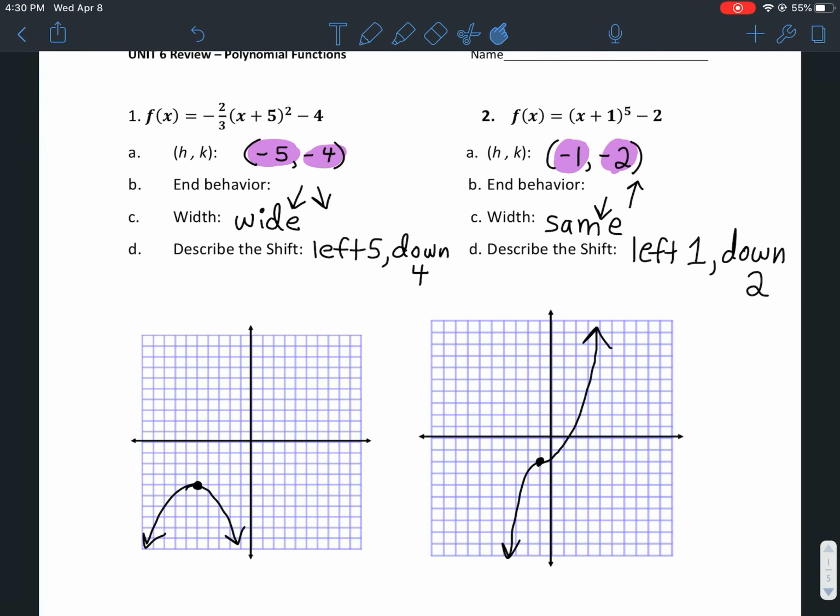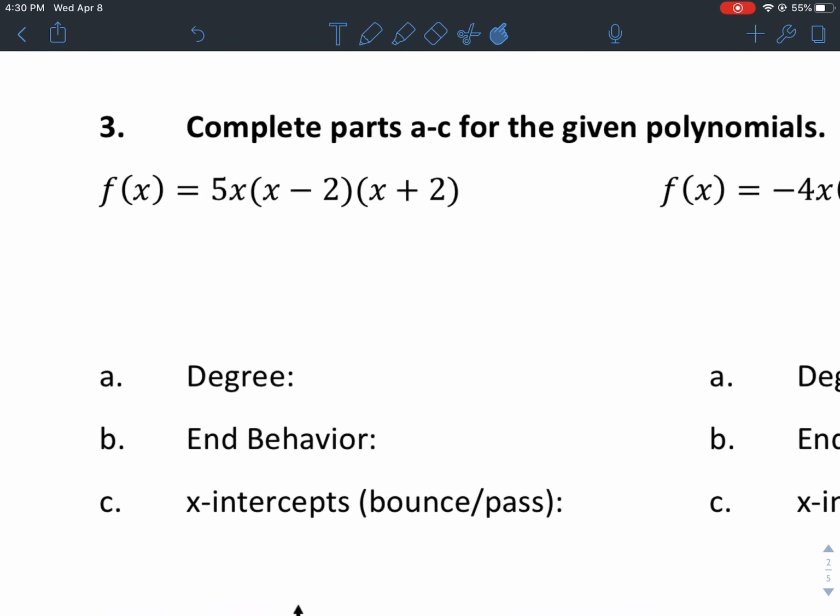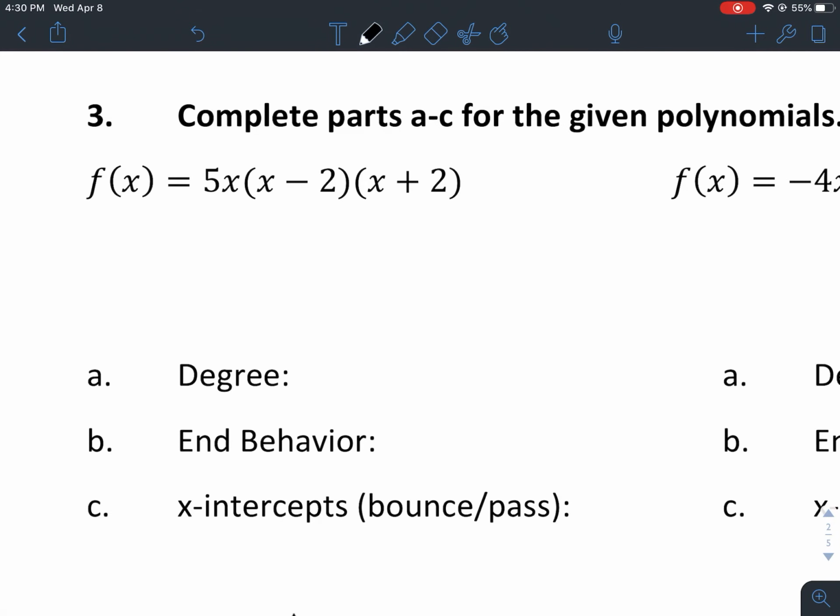Okay, so moving on now. Let's take a look at number 3 here. So these are our bounce pass problems. The first thing you need to do is find the degree. In order to find the degree, you have to consider what form the polynomial is in. So I look at this, and that is in factored form right there. We can see each of the individual factors. We can see here, here, and here. So we have 3 factors, okay?